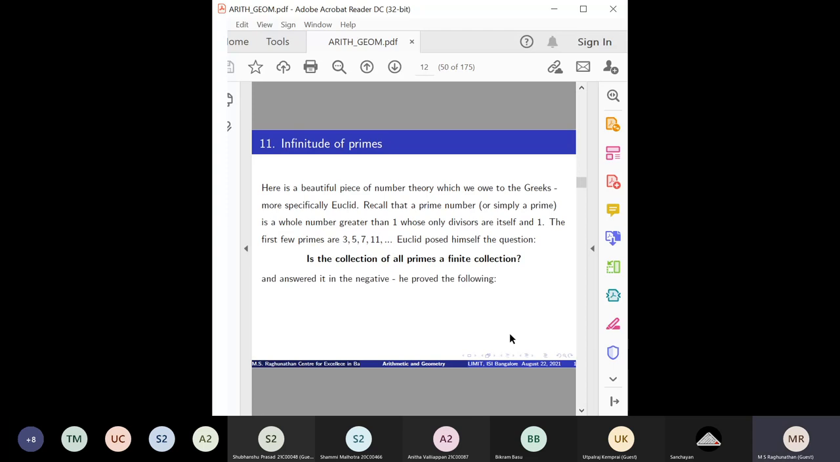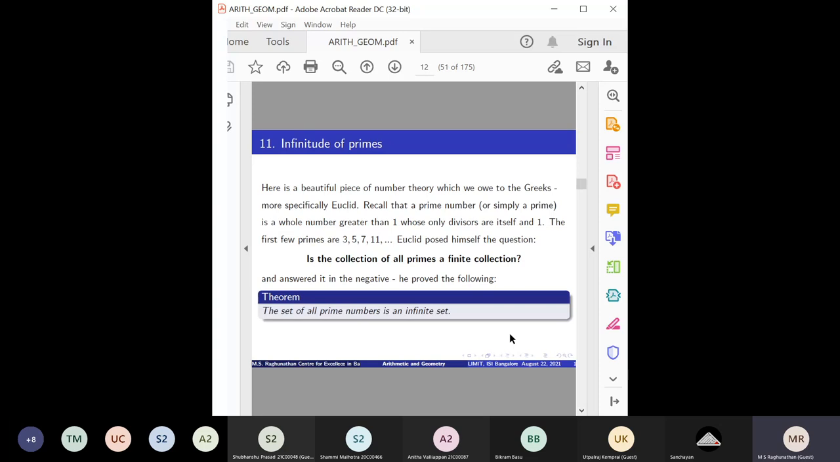And he answered it in the negative. He proved the following theorem. The set of all prime numbers is an infinite set. And here is a question which is of no practical importance whatever. Maybe the set of primes is infinite, you can keep on writing down primes perhaps, so what? That is not in any way of practical use. But nevertheless, Euclid got curious about it, asked the question, and answered it beautifully.